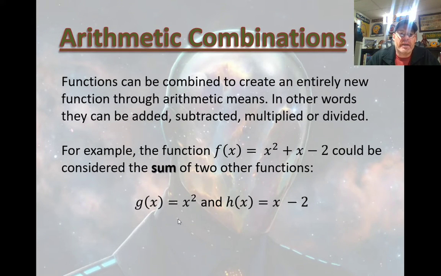Arithmetic combinations are functions that are combined to create a totally new function, and the term arithmetic means that it can be added, subtracted, multiplied, or divided. So you've seen functions like f of x equals x squared plus x minus 2. You could consider that to be a combination of two functions through addition. You could have g of x equals x squared and h of x equals x minus 2. And when you add those two, you would get f of x. Okay?